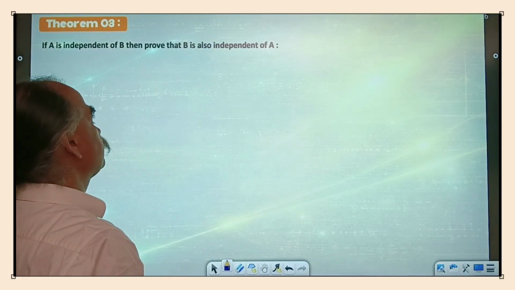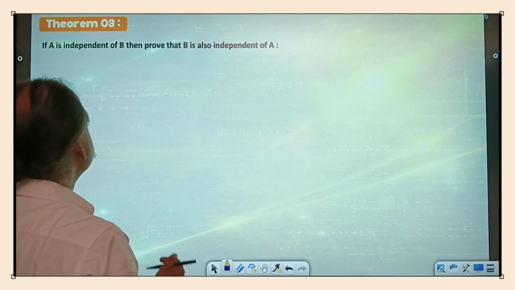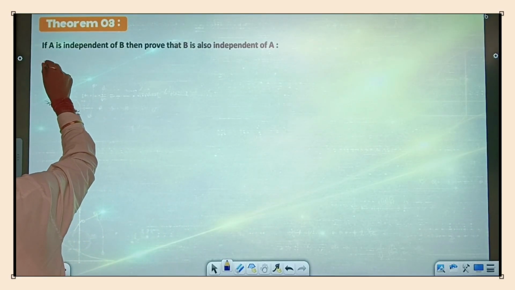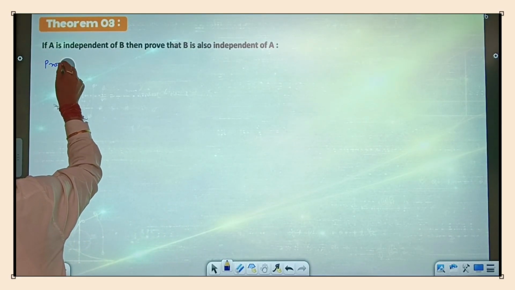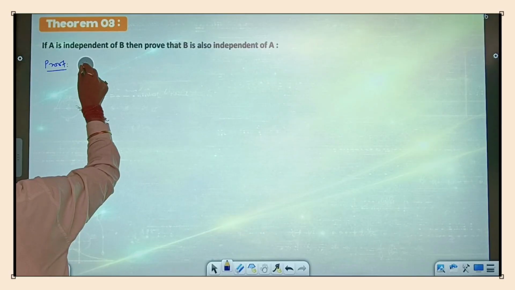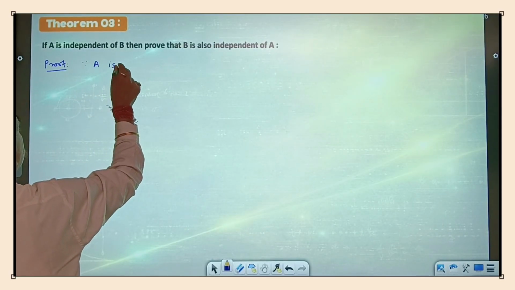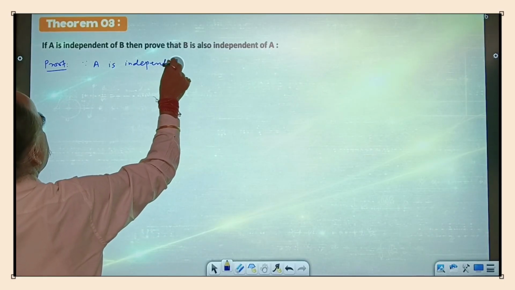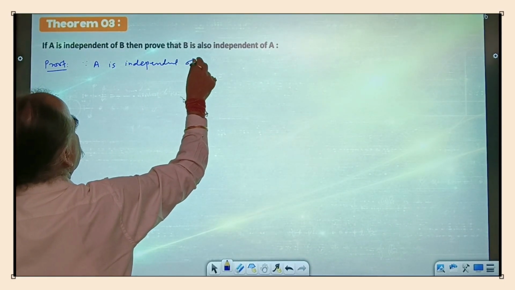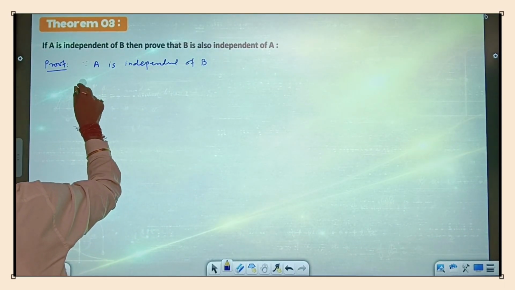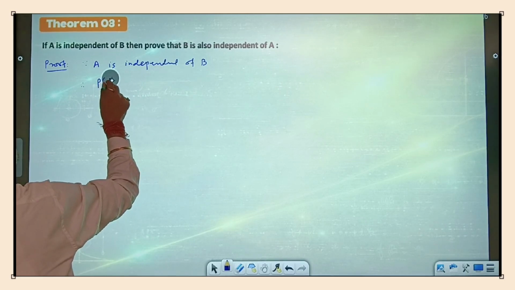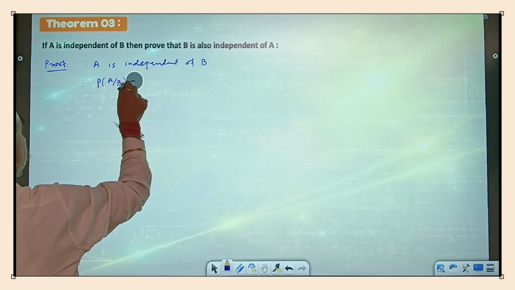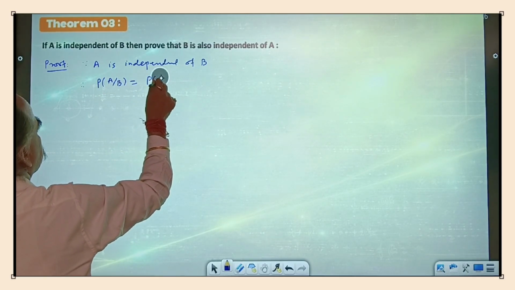If A is independent of B, then prove that B is also independent of A. Since A is independent of B, therefore P(A|B) is what? Equal to P(A).